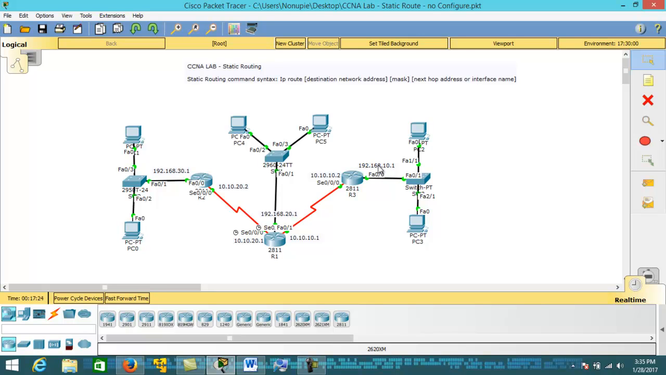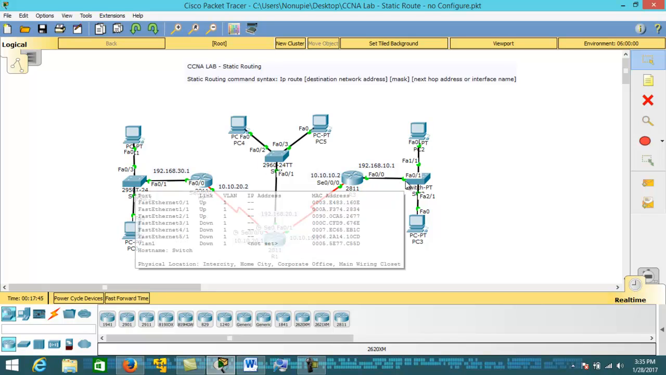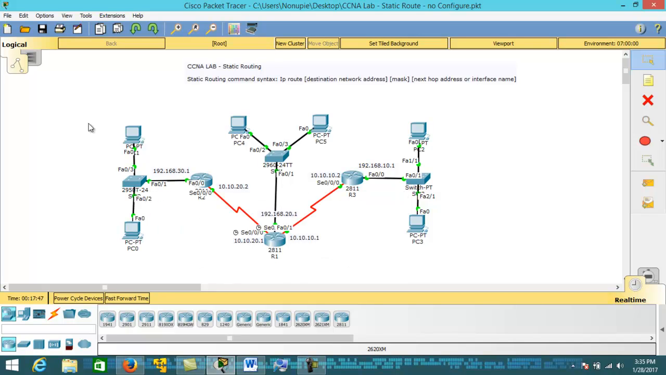You can see I have configured 30.1 on this FastEthernet 0/0 and 10.10.20.2 on this, and 10.10.20.1 on this serial interface 0/0/0. I guess you all know how to configure the IP address. I have already mentioned the IP addresses that must be configured on these routers, so you can easily configure them on all the router interfaces. If you don't know how to configure the IP address on a router interface, please follow my previous videos, where I have already shown you how.